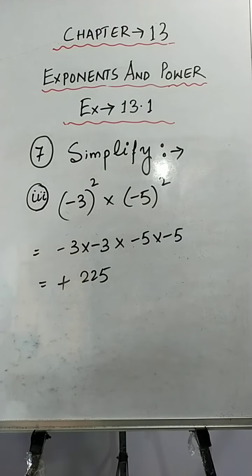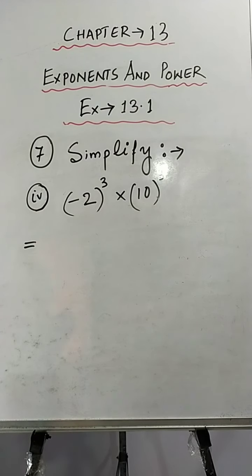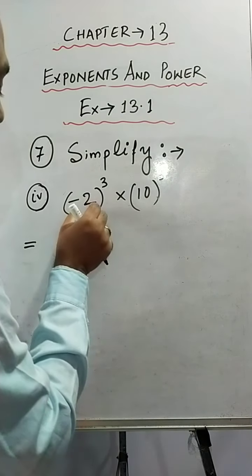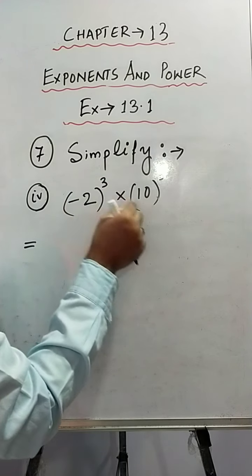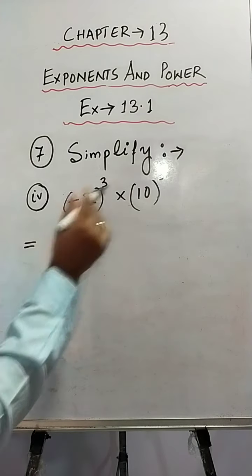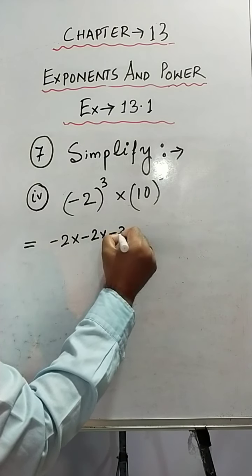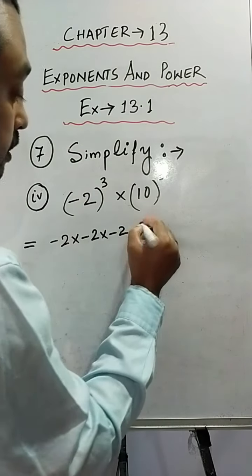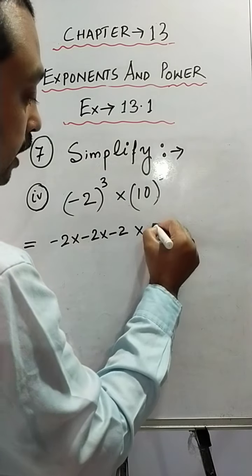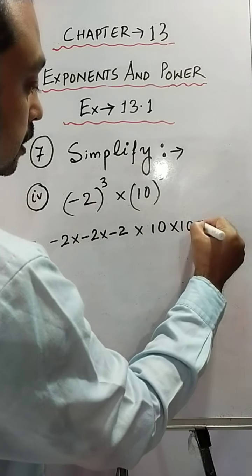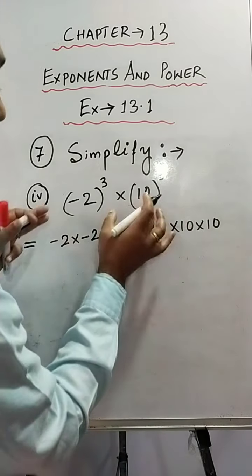Fine. So let's see what is there in sum number 4. Now sum number 4, we have minus 2 to the power 3, 10 to the power 3. So let's expand this. Minus 2 we have to write 3 times, and 10 we have to also write 3 times. So this is the expanded form of this one.